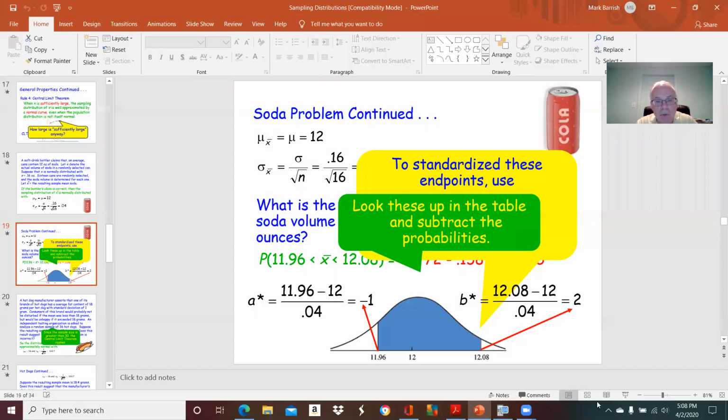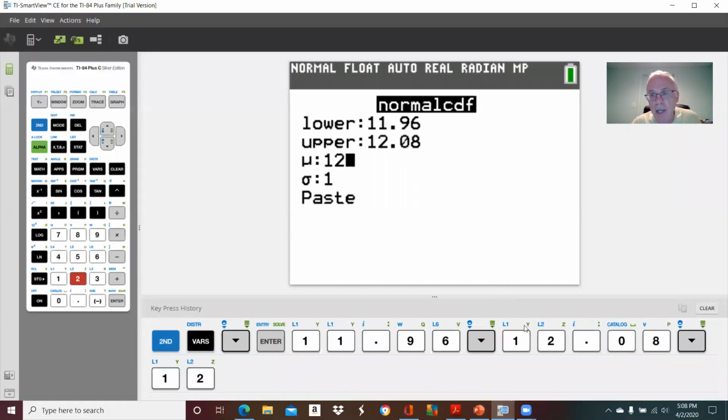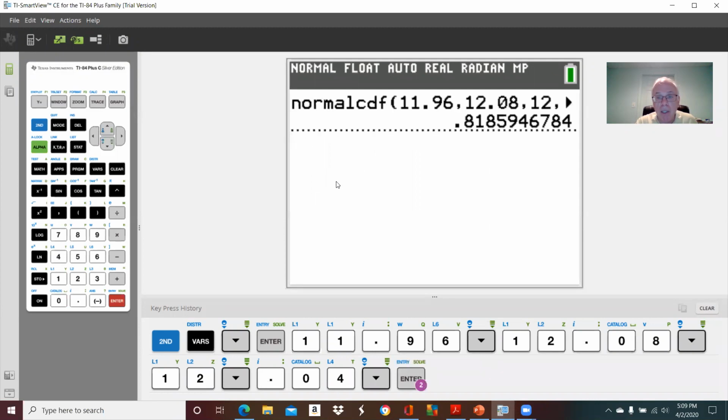0.04. Right. That's our standard error. That's what we're going to use to solve this probability problem, because this problem is asking what is the probability that X bar, the sample mean, is between these values. So we cannot use the standard deviation of the population. We have to use the standard error, the standard deviation of the sampling distribution, which in this case is 0.04. Scroll down, hit enter, hit enter again, and that's our probability.